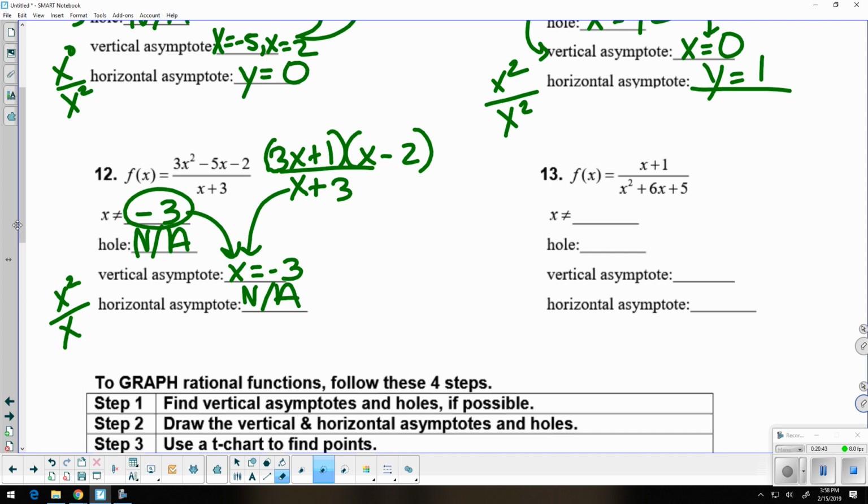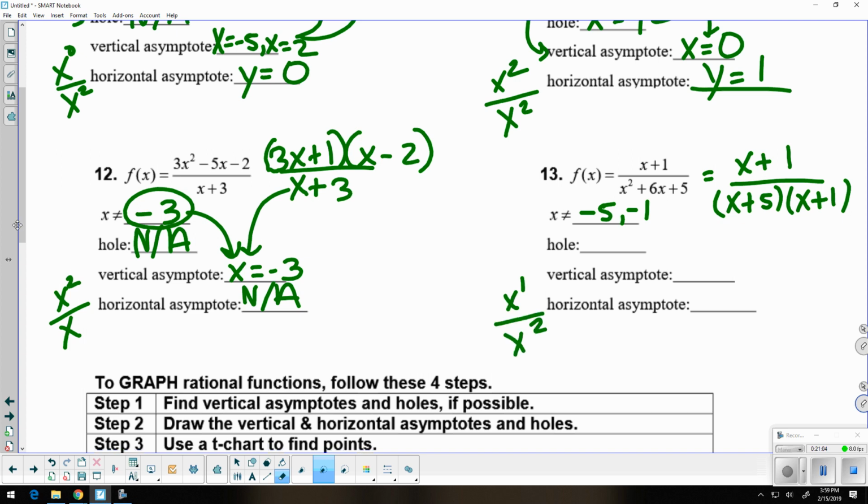All right, so the last one over here, factoring again, you got x plus 1 on top. On bottom, you got x plus 5 times x plus 1. Two undefined values, -5 and -1. Now again, horizontal asymptote. Compare your two degrees. On top you have x to the first, on bottom you have x squared. So since the top one is smaller, you do have one at y equals 0.